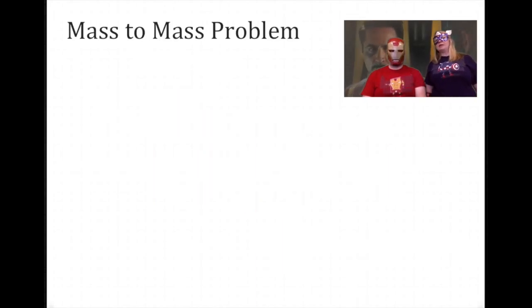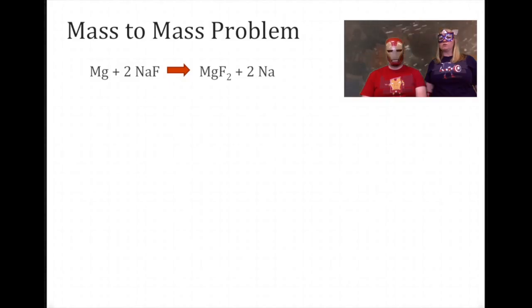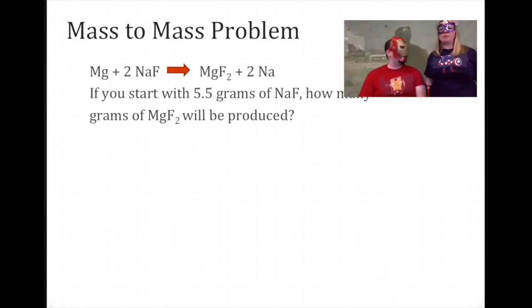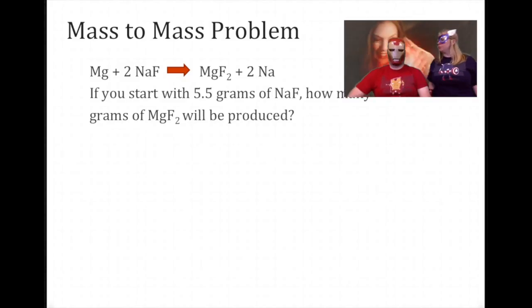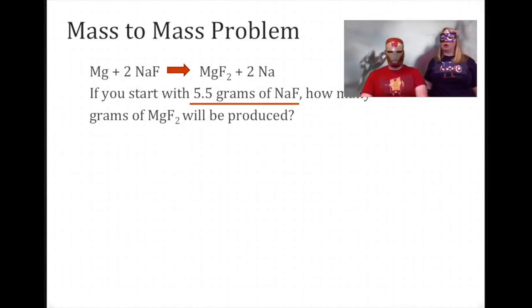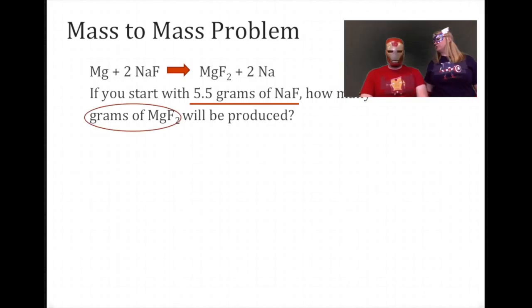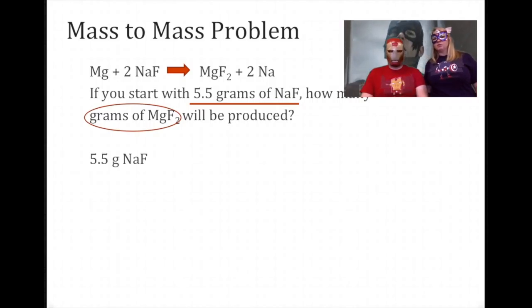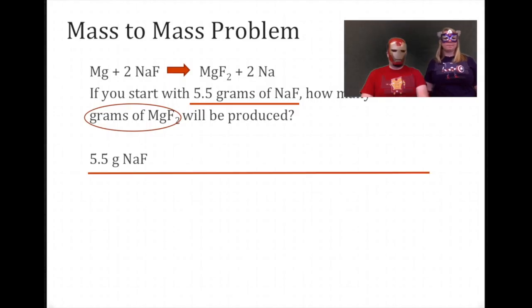Another one. We've got magnesium plus sodium fluoride yields magnesium fluoride and sodium. So if you start with 5.5 grams of NaF, how many grams of MgF2 will be produced? Let's underline what we're starting with and circle where we're going. So grams to grams, I know this is going to be a long one. I'm going to write down what I know first, 5.5 grams, draw my extremely long line, and start the T.